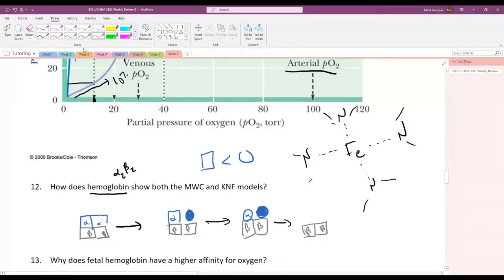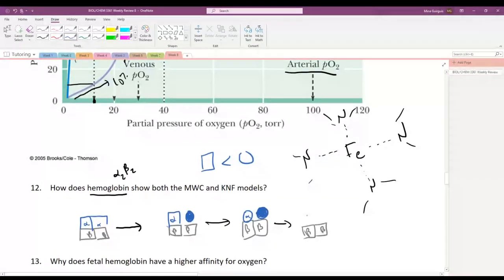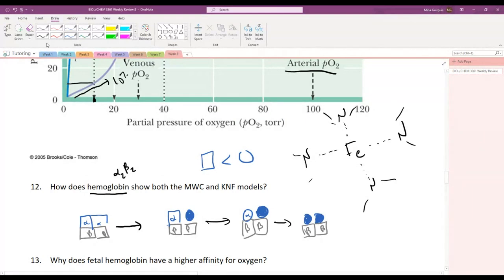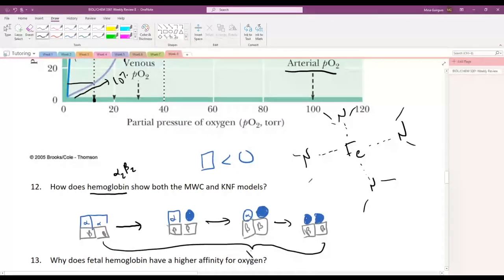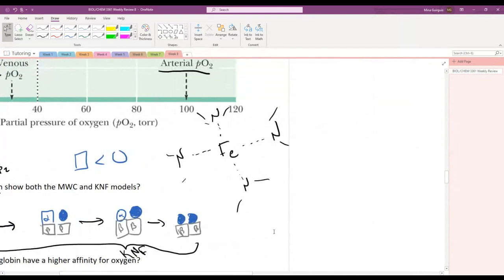Okay, and I did kind of give it away, but just in case, I'll say it real quick. This first part is literally exactly what we just talked about with respect to the KNF model. Okay. But now there's a difference, because rather than the binding of the second subunit to an oxygen affecting the beta subunits, that's not quite what happens.